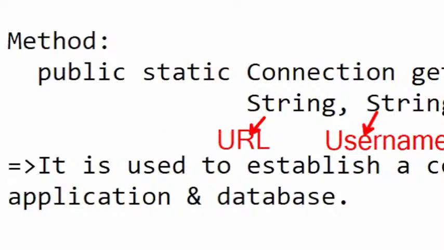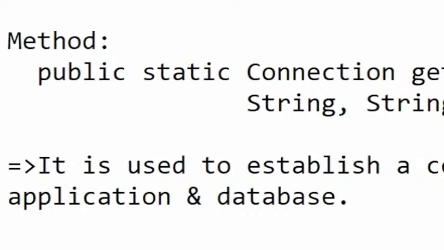This method is used to establish the connection between the Java application and the database. What is the method name? getConnection. Is this method accessible? How do you know? Public. Is it an instance method or a class method? Class method. Can I access it directly in my demo class? No, because this method is in which class? DriverManager class. The return type is Connection.